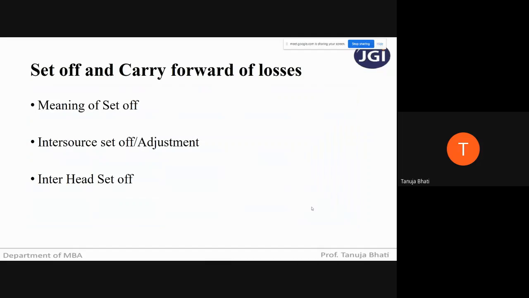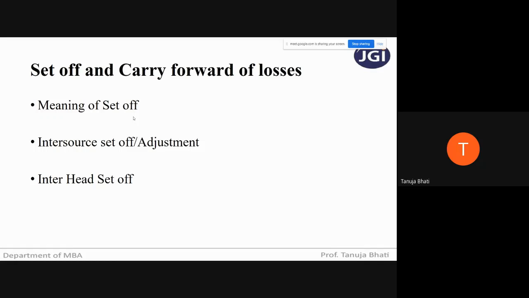Now let us move ahead to set off and carry forward of losses. Students, for this particular concept, that is set off and carry forward of losses, you have only theory. No sums or problems relating to set off and carry forward of losses are covered in your syllabus. So first thing, let us understand what is the meaning of set off. When I say set off, what does it mean? Set off simply means adjustment. Now, adjustment of what? Adjustment of losses against the profit.